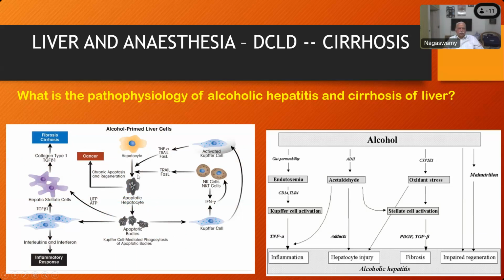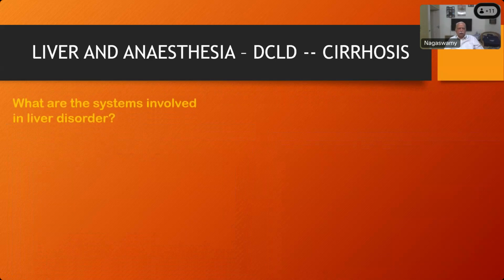All these things result in apoptotic hepatocytes, and then these bodies become fibrosed, and they can stimulate the hepatic stellate cells and lead on to fibrosis, or it can just remain as an inflammatory response. It can go in either direction. So this is how the alcohol-primed liver cells activate. So this is pathology you should be aware of.